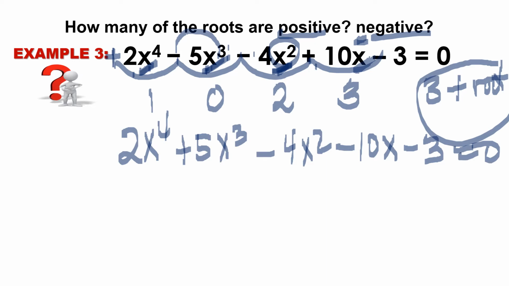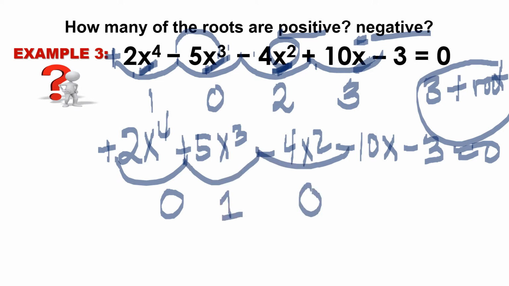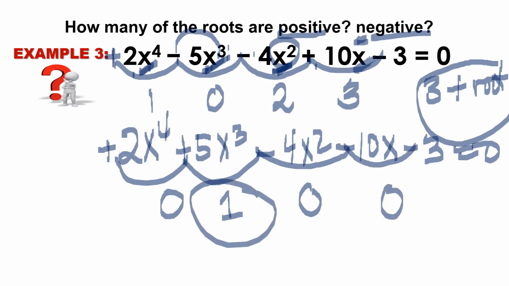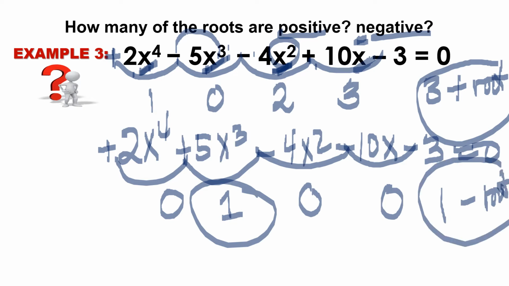Then let's count the number of changes. Positive to positive, no change. Positive to negative, there is a change. Negative to negative, no change. Negative to negative, no change again. So we are expecting one negative root. So these are the answers to the question, how many of the roots are positive? There are 3 roots. How many of the roots are negative? There is 1 root.